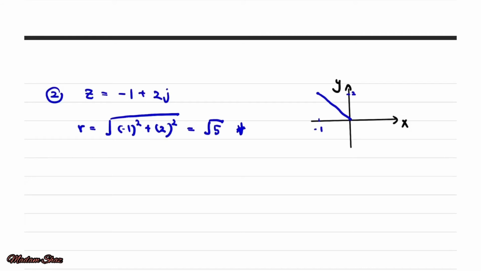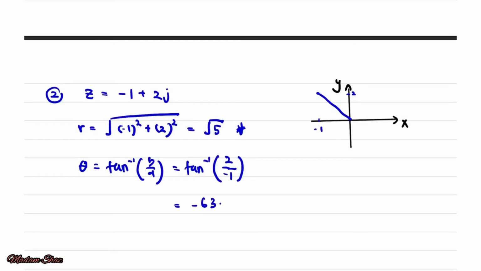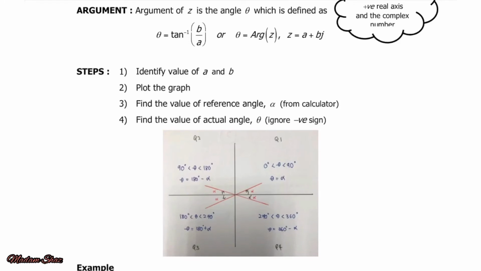So find the reference angle. Theta is equal to tangent inverse B over A is equal to tangent inverse 2 over negative 1. So tangent inverse 2 over negative 1 is equal to negative 63.43 degree. So this is what I mean, you have a negative sign at the front here. So if we have a negative sign, we ignore the negative sign.